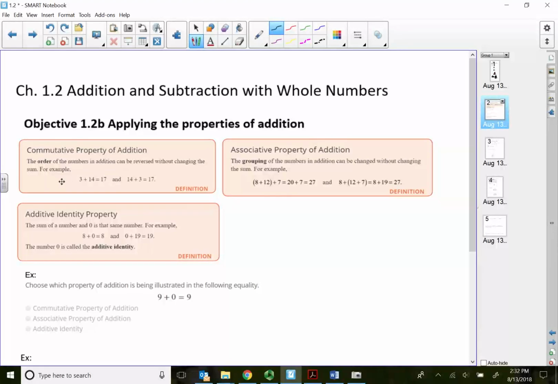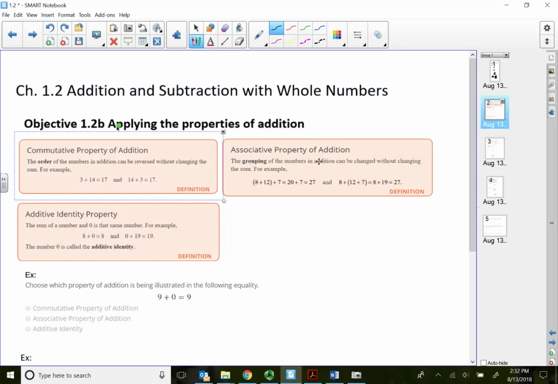Commutative property for addition says the order of the numbers in the addition can be reversed without changing the sum. I do agree with what that says. In other words, if I have 3 plus 14, I can also write it as 14 plus 3. So that means I can swap the order of my two numbers under the commutative property. That does not change the sum.